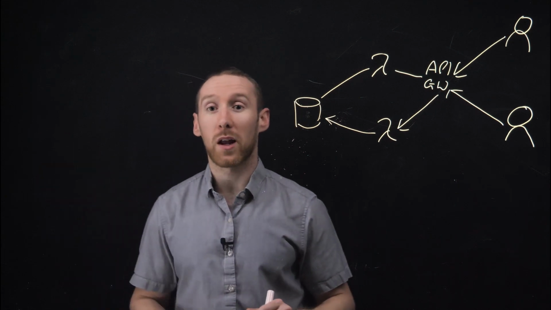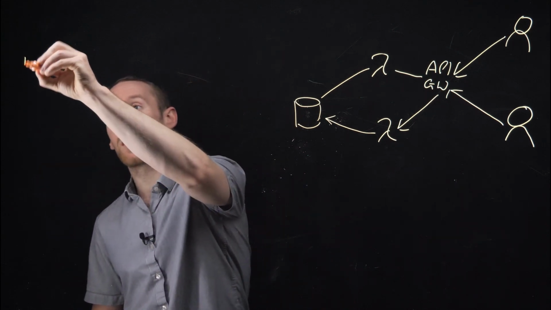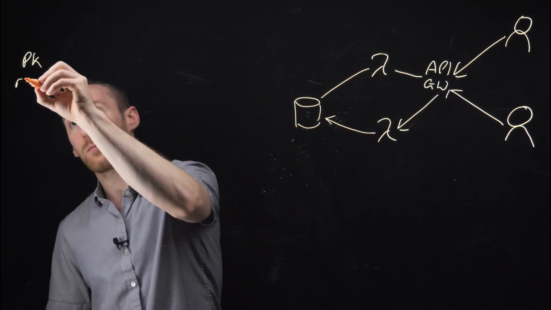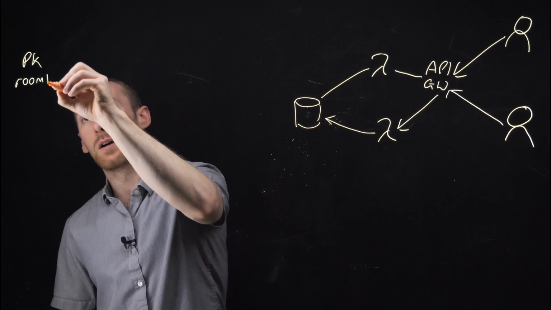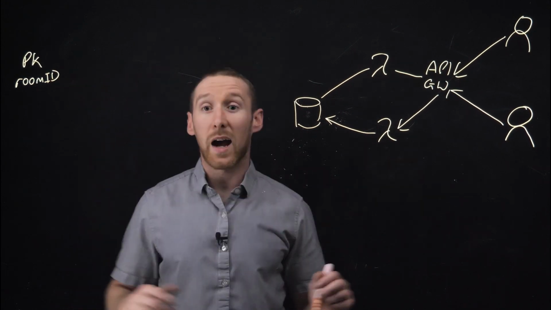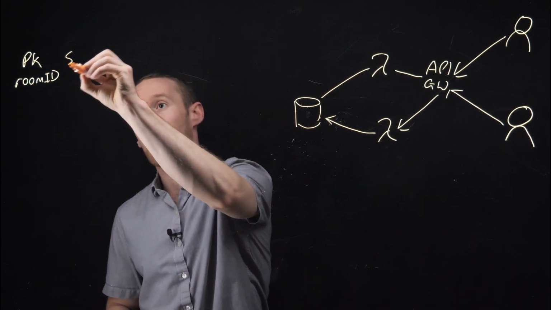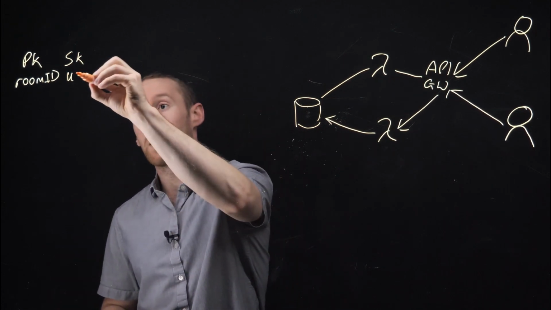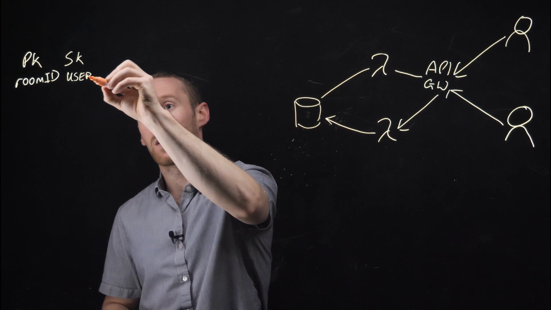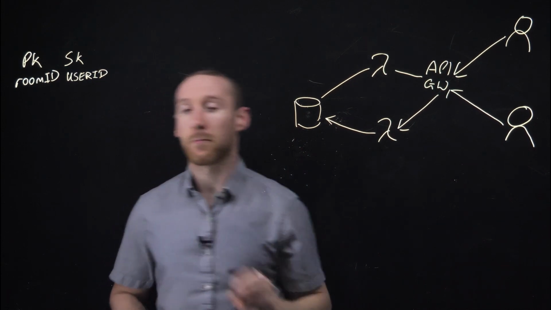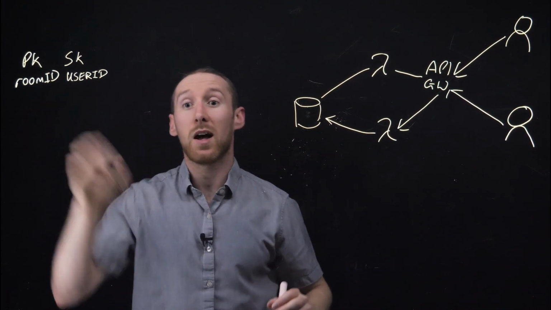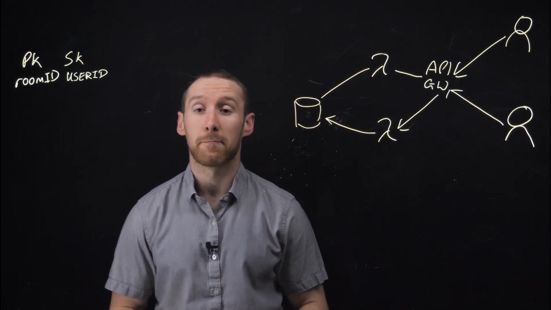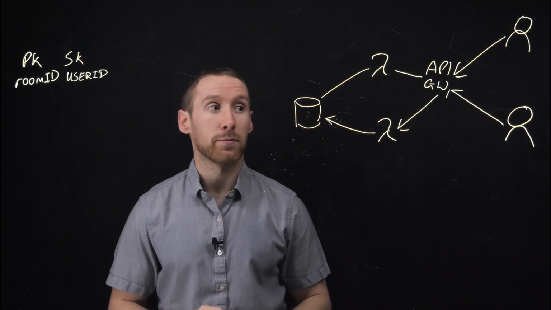So what this is going to look like in Dynamo is you're going to have a partition key of room ID, and then you're also going to have a sort key, and the sort key in this case can be the user ID. What this schema allows us to do is query on the room ID whenever we have a message.